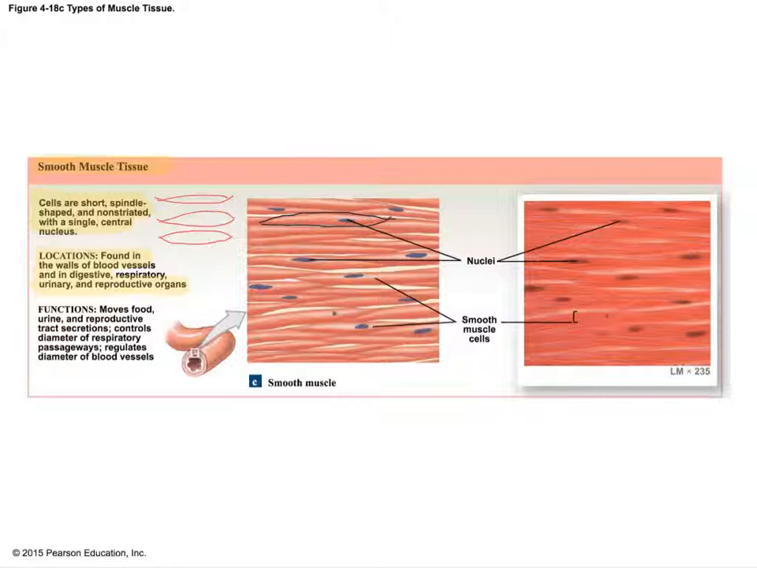So the function actually, I'm not going to put the function, well, you might want them because you're going to want them for your lab on Monday. But it depends where the smooth muscle is at. So if it's in the digestive tract, it moves food. If it's in the bladder, it moves urine. If it's in the reproductive tract, it moves reproductive tract secretions. If it's in the blood vessels, it regulates the diameter of the blood vessels.